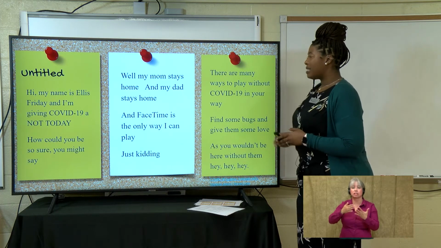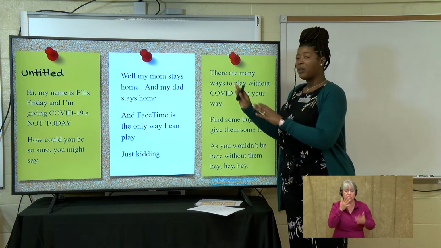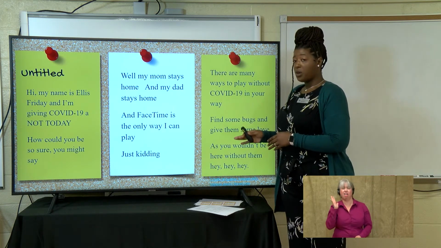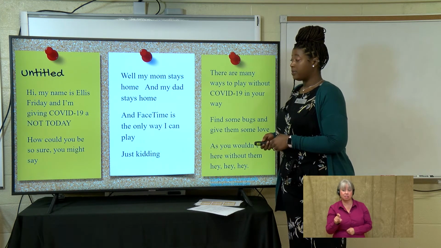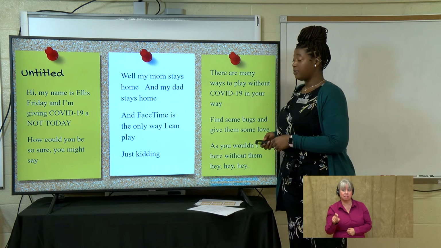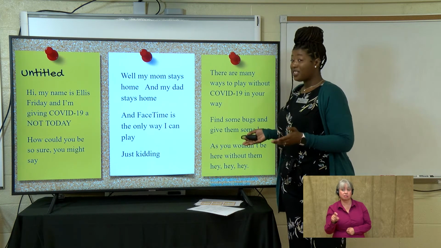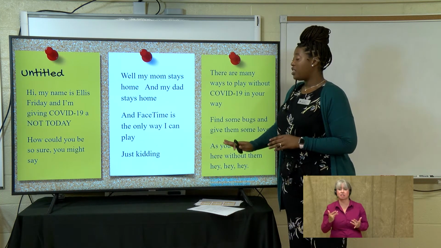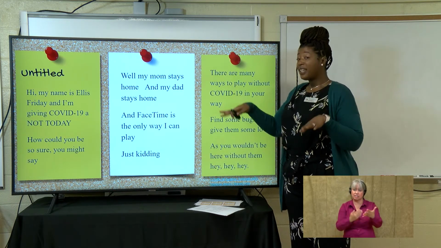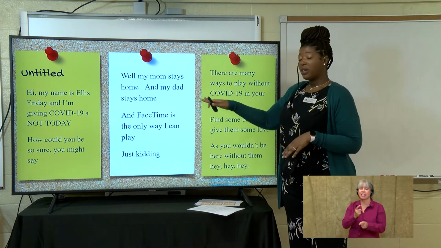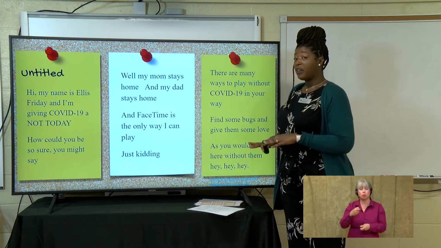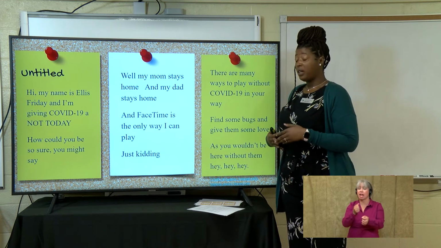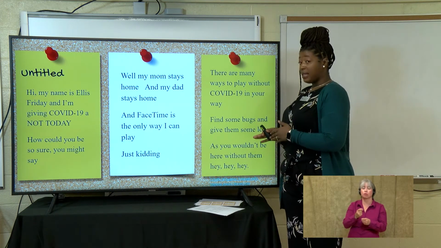Is Ellis really sad or really upset about these 3 things, these 3 downfalls? She's not. She lists the downfalls, and then she ends the poem with saying, just kidding. So that means, yes, these are issues and these are downfalls, but they are not going to hold her back from having a good time. Let's look at the last section of the poem.